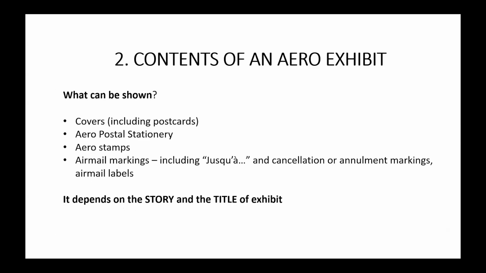Right, contents of an Aero exhibit. What can be shown? Of course, covers, including picture postcards if they're flown. Aero postal stationery, aerograms, air letters, etc. Aero stamps, the stamps that are made for airmail. Airmail markings, including cachets and cancellations, annulments, etc. It depends on the story and the title of the exhibit.